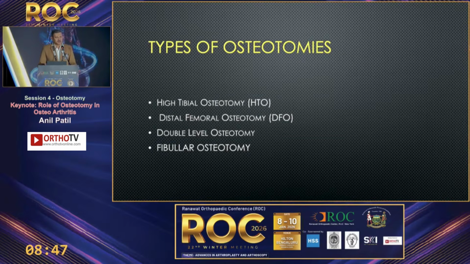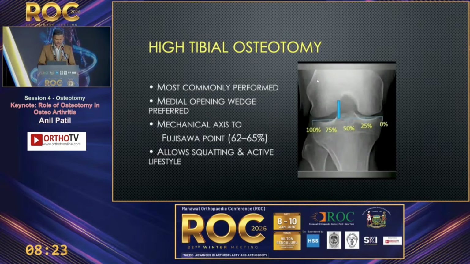So what are the types of osteotomy? Around the knee, we have the high tibial osteotomy, the distal femoral osteotomy, the double level osteotomy, and the fibular osteotomy. Among these, we are most interested in the high tibial osteotomy, where we have the lateral closed wedge and the medial opening, and that is what we would like to stress upon.